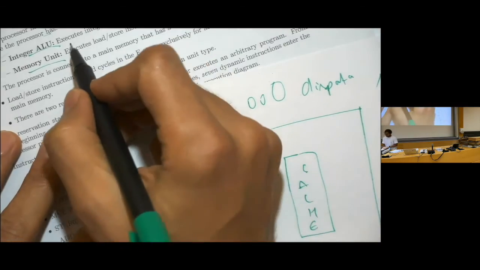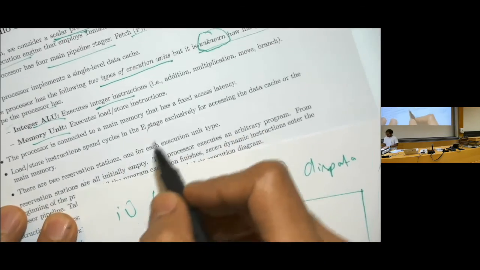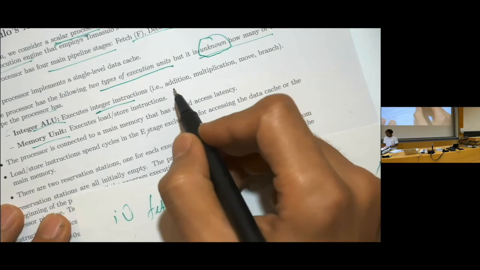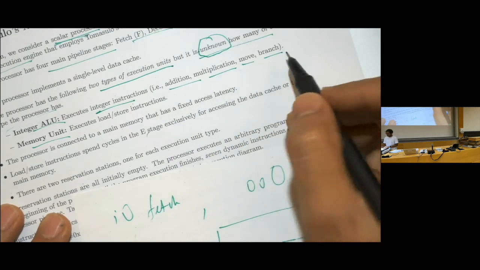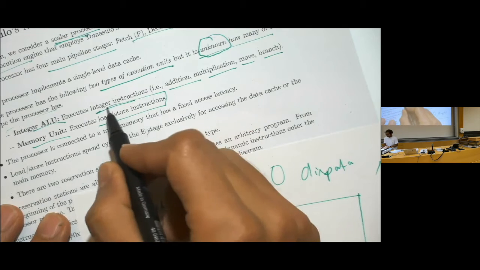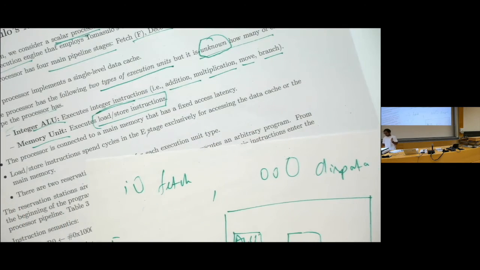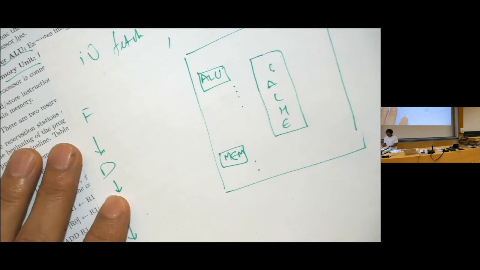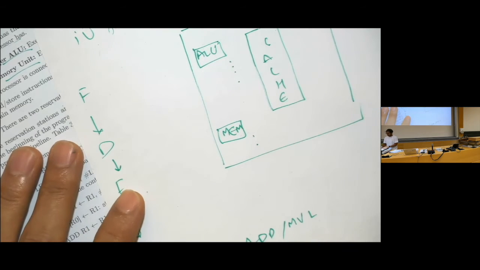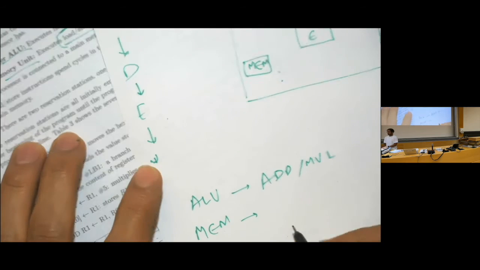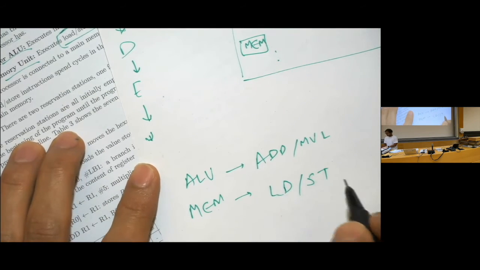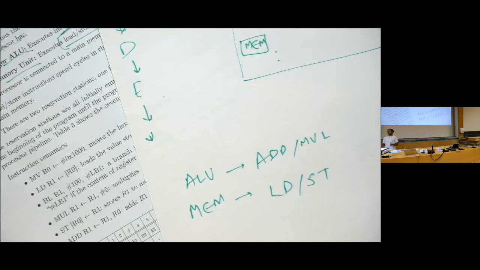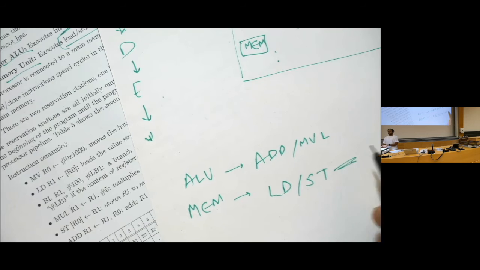Perfect. So the ALU executes integer instructions. It clearly specifies which instructions. Those would be addition, multiplication, move, and branch. And the memory unit executes load and store instructions. Okay, this is known stuff. This is nothing new. We know this already. So ALU would be all add, multiply, right? And the memory unit would be, this is the most important part, load store instructions. So always remember, when you see Tomasulo, load stores are going to be your problem. Be careful with the load stores and everything else will be okay.